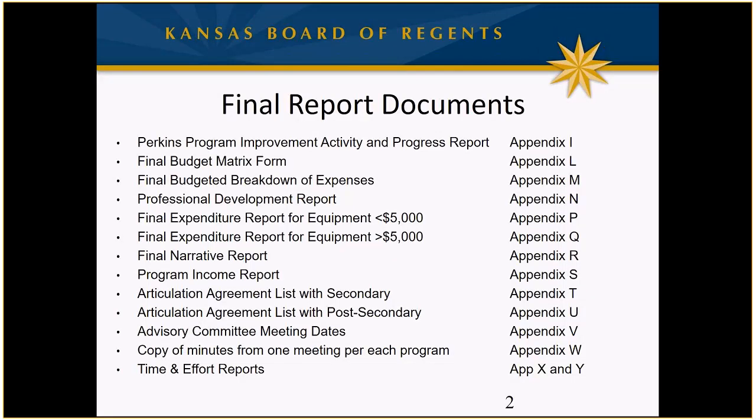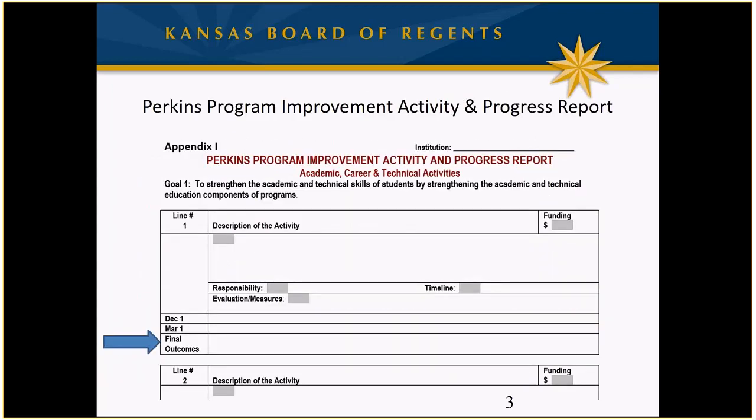So let's get started. So this is for the final report. These are the documents that you may need, probably that you will need. Just a list of the appendices. Nothing really earth-shattering with that. This is the progress report, and there's some specifics that we'll be discussing, needing to work over on the progress report.